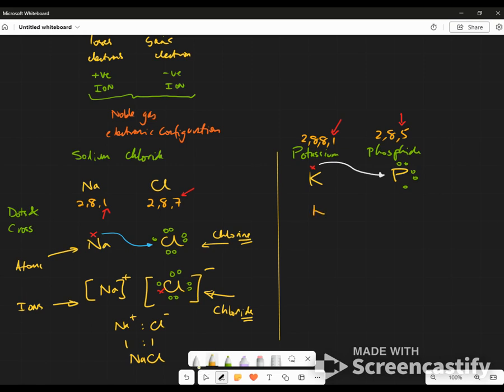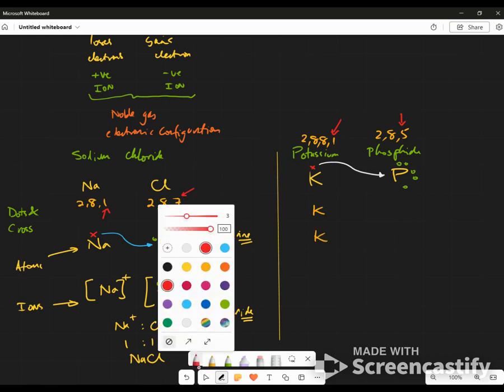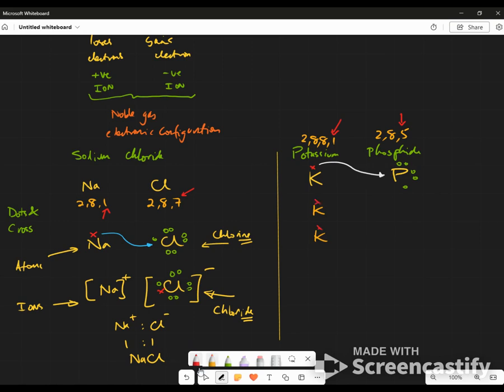So this is what's going to happen. 1, 2, 3, each with its own valence electron. There. And now what's going to happen is that one's going to go there and that one's going to go there. So what we're going to end up with is a phosphorus, like that, and 3 potassium ions. I'm just drawing them around there like that. Okay, now each potassium loses 1 electron. So that's K+, that's K+, and that's K+.